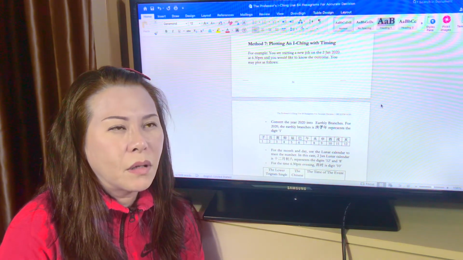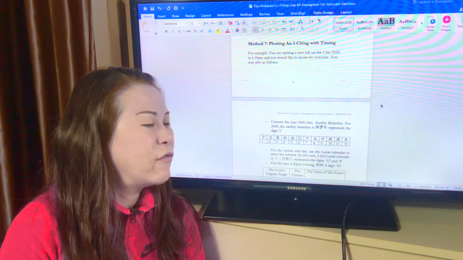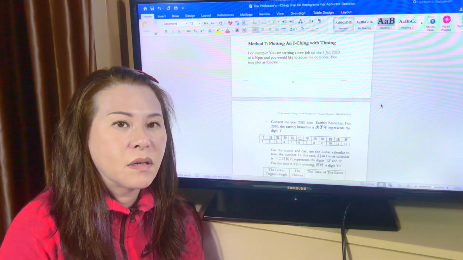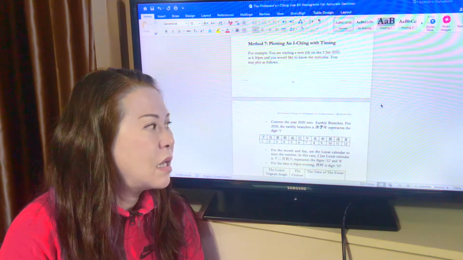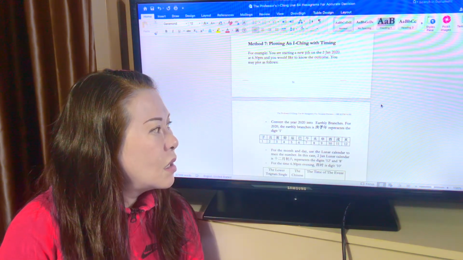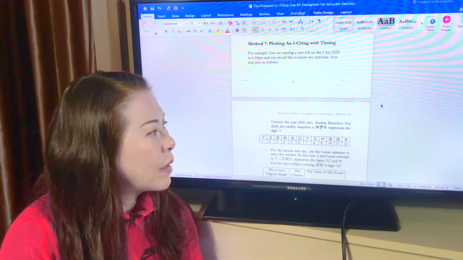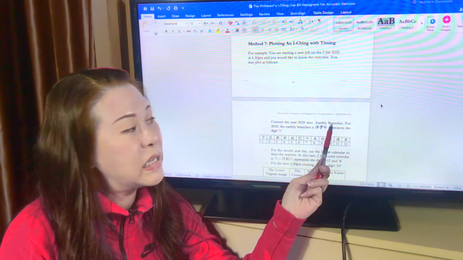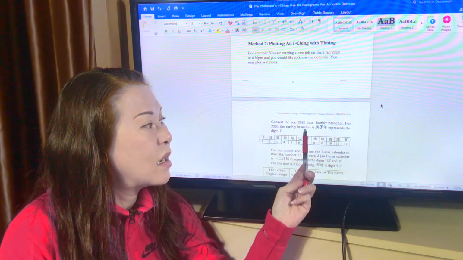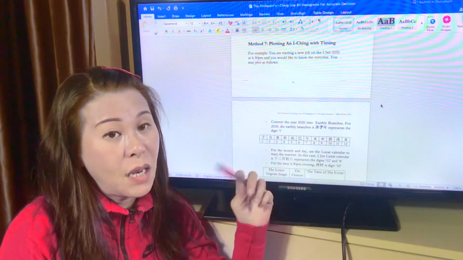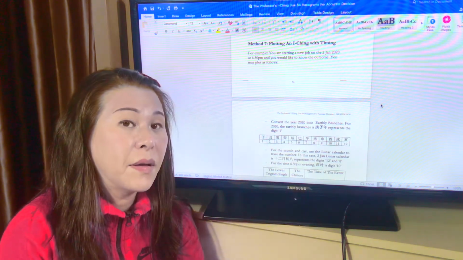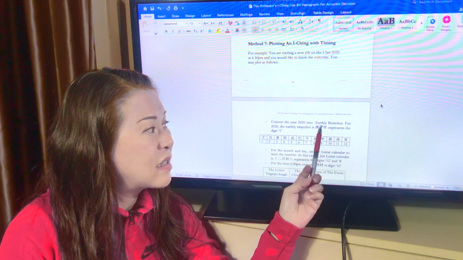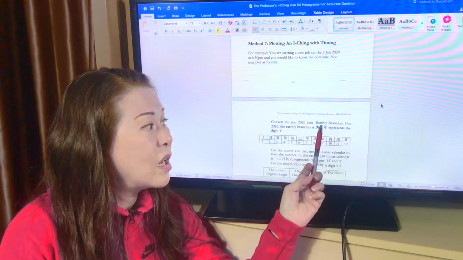This is good if you know 八字, the zodiac characters in 八字. If you don't know 八字, it's okay, you can still learn. What you do is convert 2020 into earthly branches, 地支. For 2020 the earthly branches is 庚子年. This year is 2020, so this year is 庚子年. So for 庚子年, you look for the earthly branch 子.